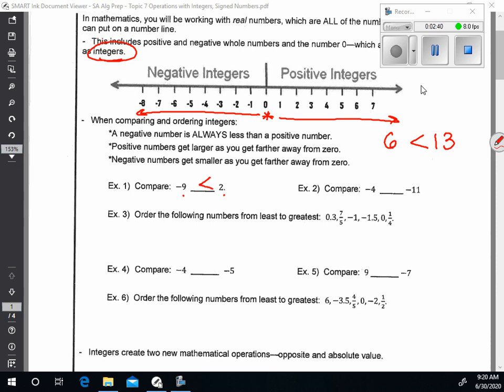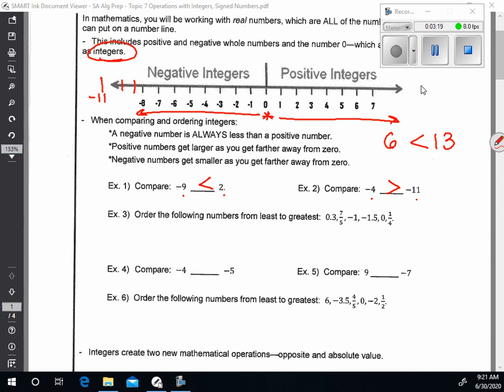Example 2, we're comparing -4 and -11. So now they're both negative. When you have two negatives, you're looking for which number would be closer to 0. Which number would be closer to 0? If you look at it from a number line perspective, -11 would be there, and -4 is right there, and -4 is closer to 0. So -4 is greater than -11. So for two negative numbers, you're looking for which one is closer to 0.